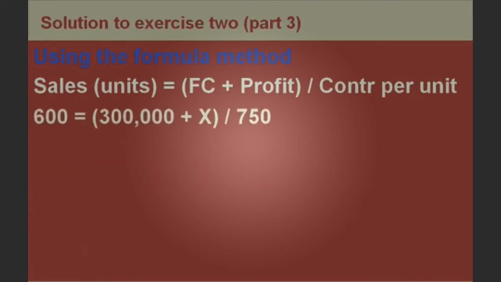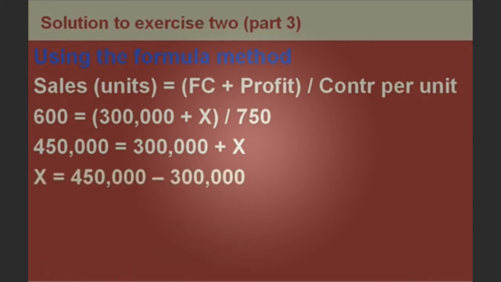Sales in units is 600. The fixed cost is 300,000. The profit is what you are trying to figure out. Take it as X. The whole thing divided by contribution per unit, which is 750. Now, it's high school algebra. You got to solve for X. So, 450, when you times both sides by 750, 450 is equal to 300,000 plus X, and X equals 150,000. Same answer.